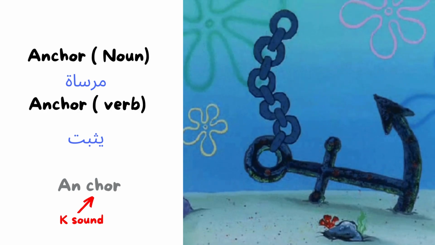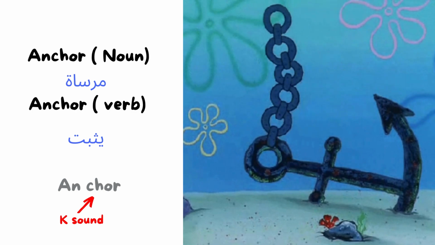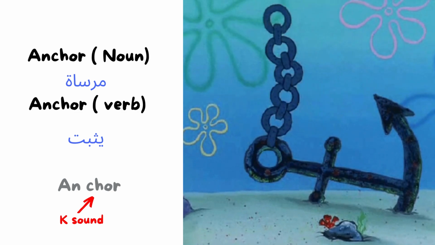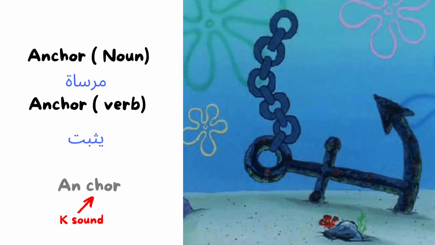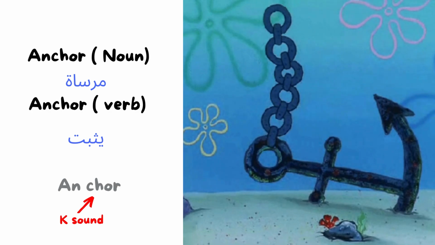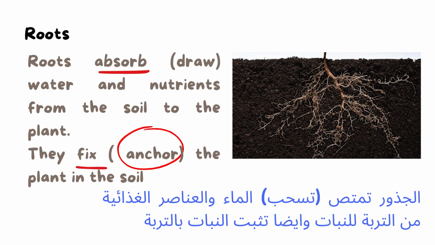Here the word anchor may be a noun or a verb. Noun, as you see here in the picture, this is the anchor, okay? And the verb means to fix, as this anchor fixes the ship in the bottom of the sea or ocean, okay? So here, this is the word anchor. As you see, it's an, then we have ch here, which makes the sound k. So we have anchor, okay? So we talked about the functions of the roots.